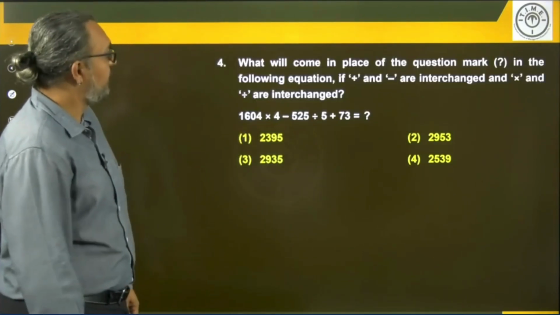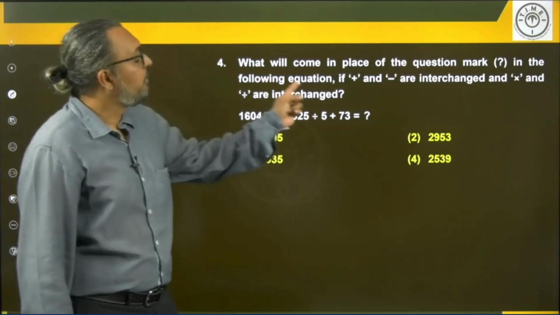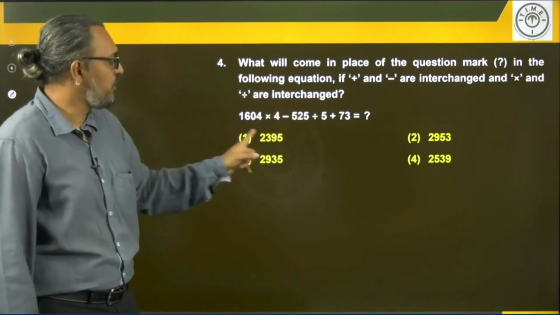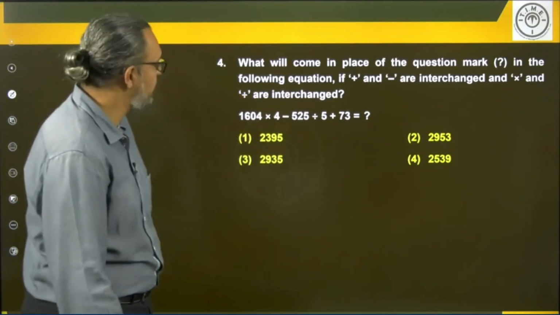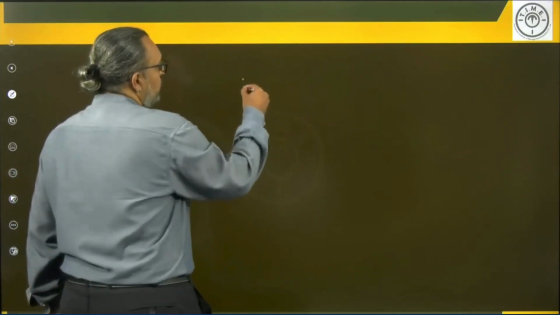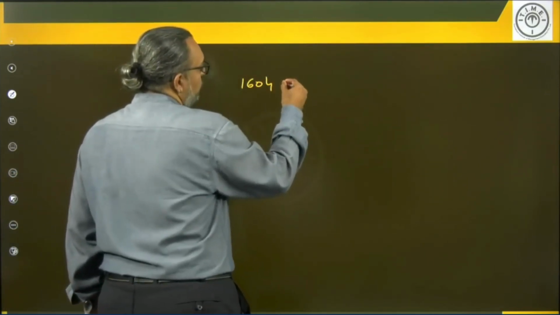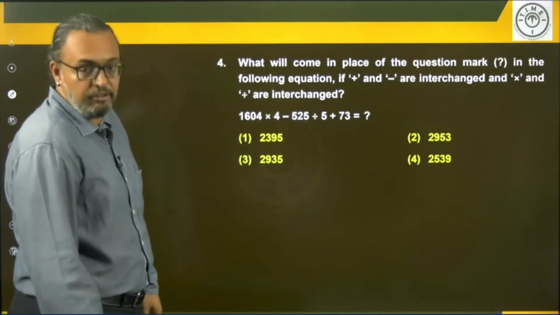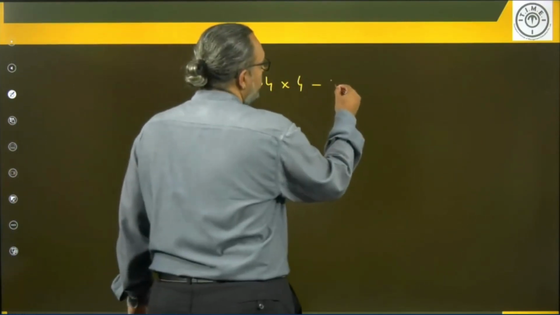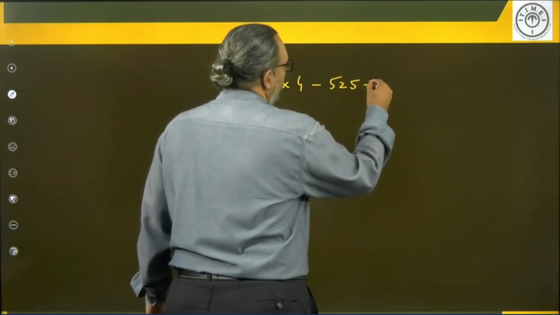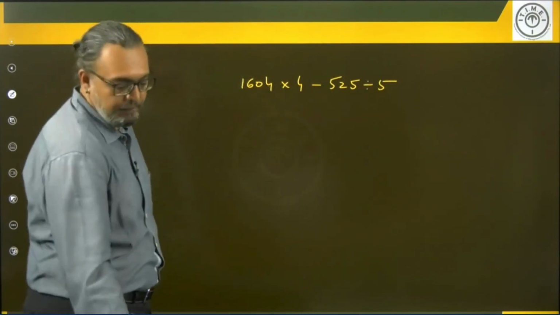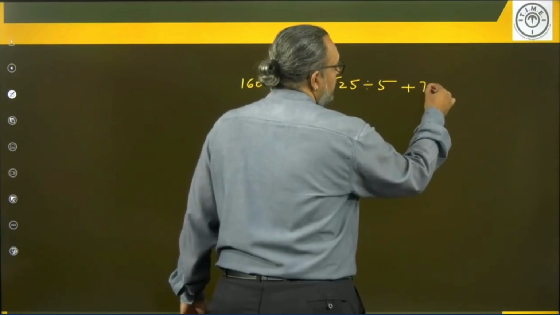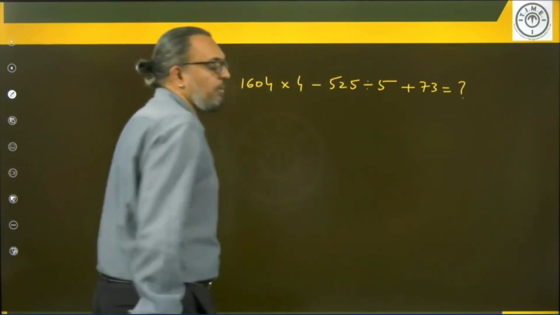Then now check what will come in place of the question mark in the following equation if plus and minus are interchanged, and into and division are interchanged. You have this equation. So let's take this: 1604 into 4, then minus 525 divided by 5, plus 73 equals question mark.